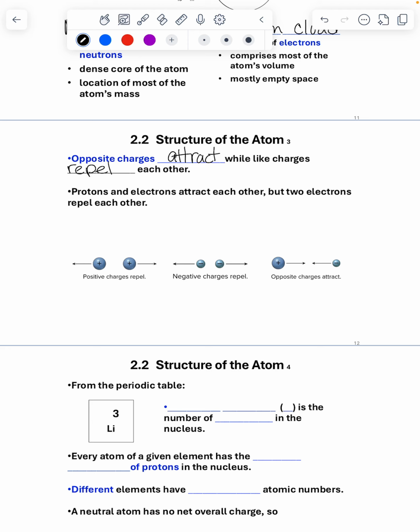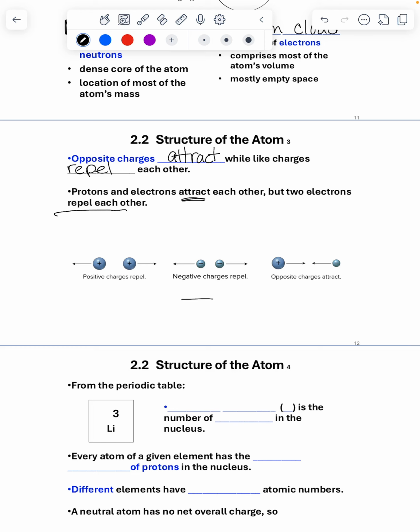Protons and electrons attract each other because protons are positive and electrons are negative. But if you have two electrons, they repel each other. And so this diagram is showing that.